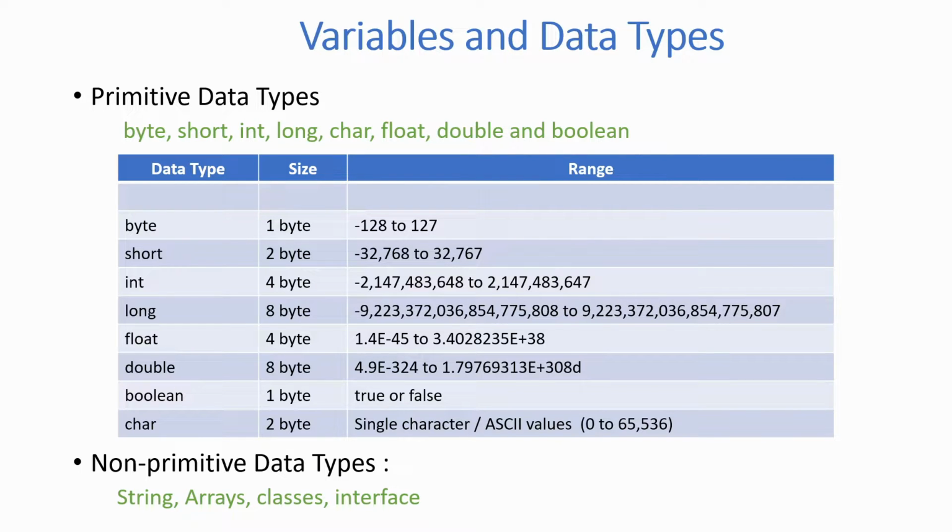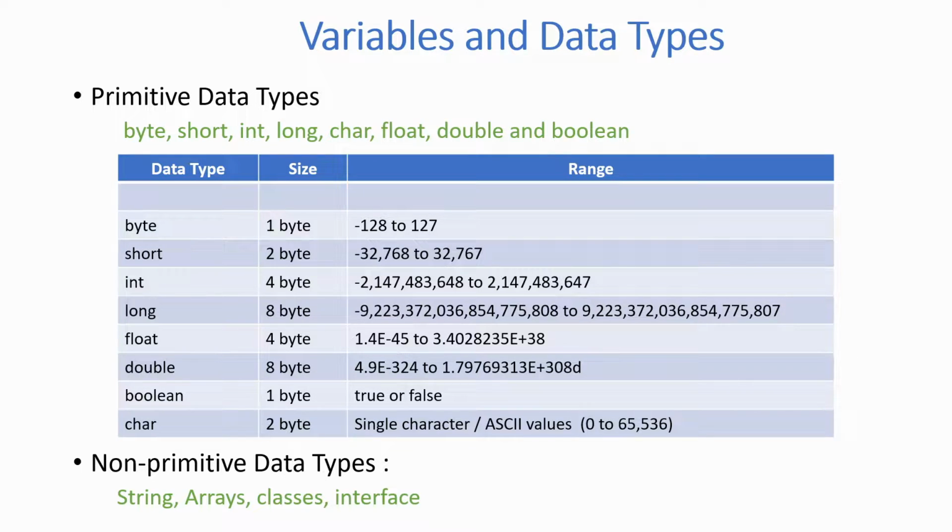Byte is the smallest integer type. It is a signed 8-bit type. The size of it is 1 byte, as you can see on your screen, and the range of the byte data type is from -128 to +127. The default value of the byte data type is 0.